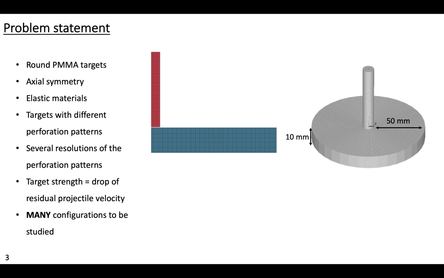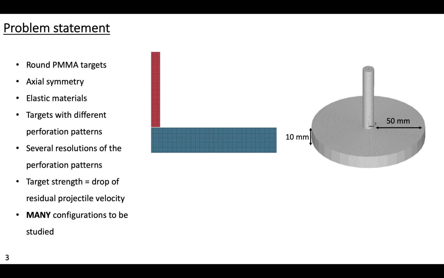This problem in this statement is very complicated, and it would be nice to narrow it and to simplify it a bit. Let's consider round PMMA targets. PMMA is polymethyl methacrylate, which are hit by a cylindrical projectile. We will consider a two-dimensional statement of the problem, meaning that we apply axial symmetry here, since we suppose that our targets are round and that our projectile is also a cylinder.